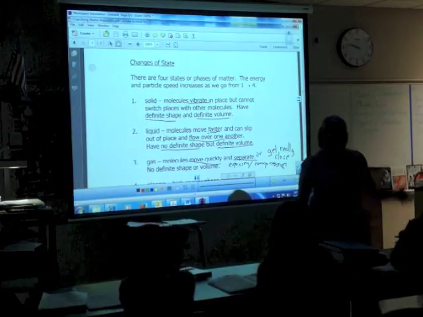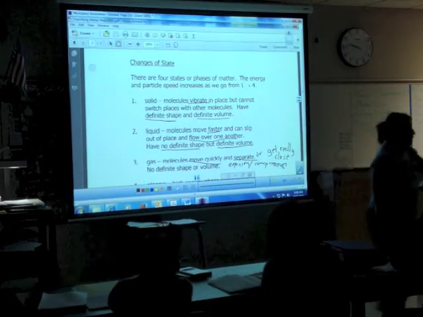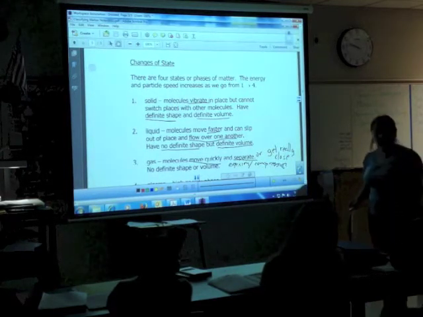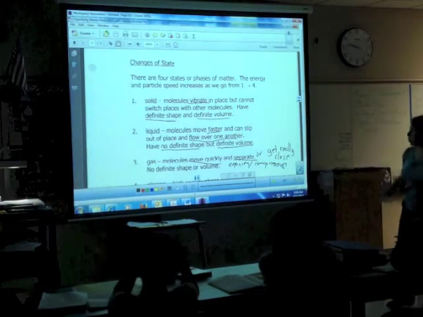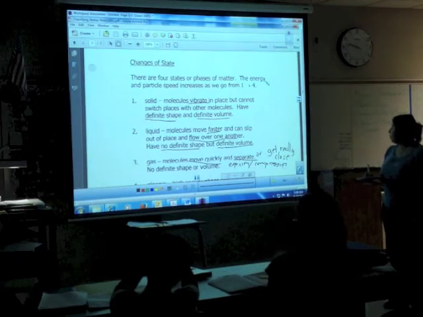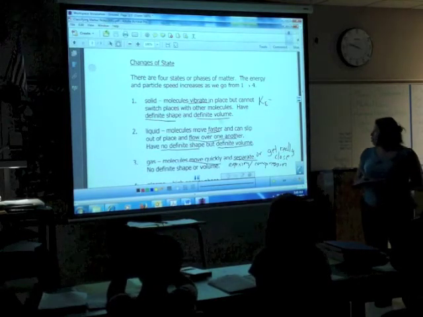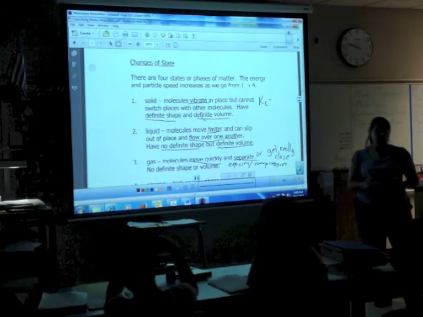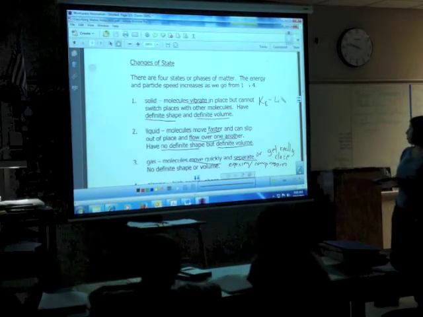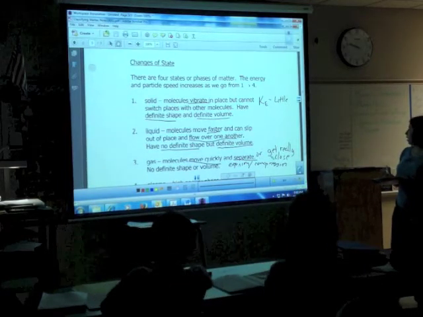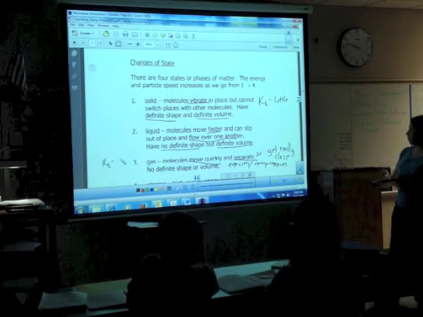So can someone else tell me what kinetic energy is? Movement. Very good. So I have potential energy that is stored, and I have kinetic energy that is moving. Correct? So let's talk about kinetic energy. So how much kinetic energy does this have? A lot or a little? Little. So little, compared to the gas I put over here. Now how much kinetic energy does that one have? A lot.